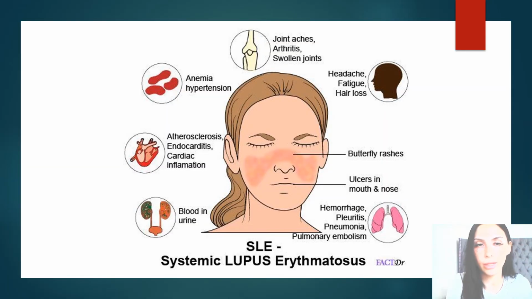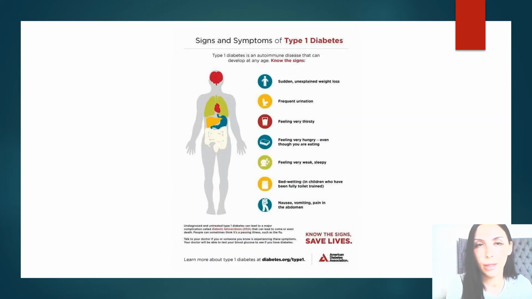So here we have some symptoms of systemic lupus. And here we have some symptoms of type 1 diabetes.